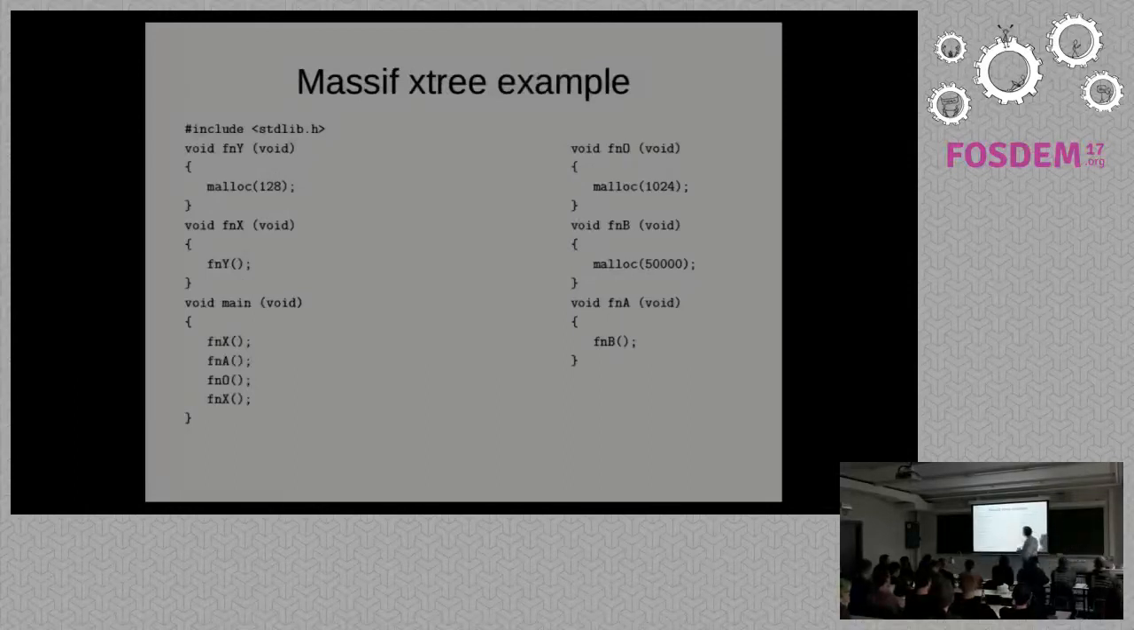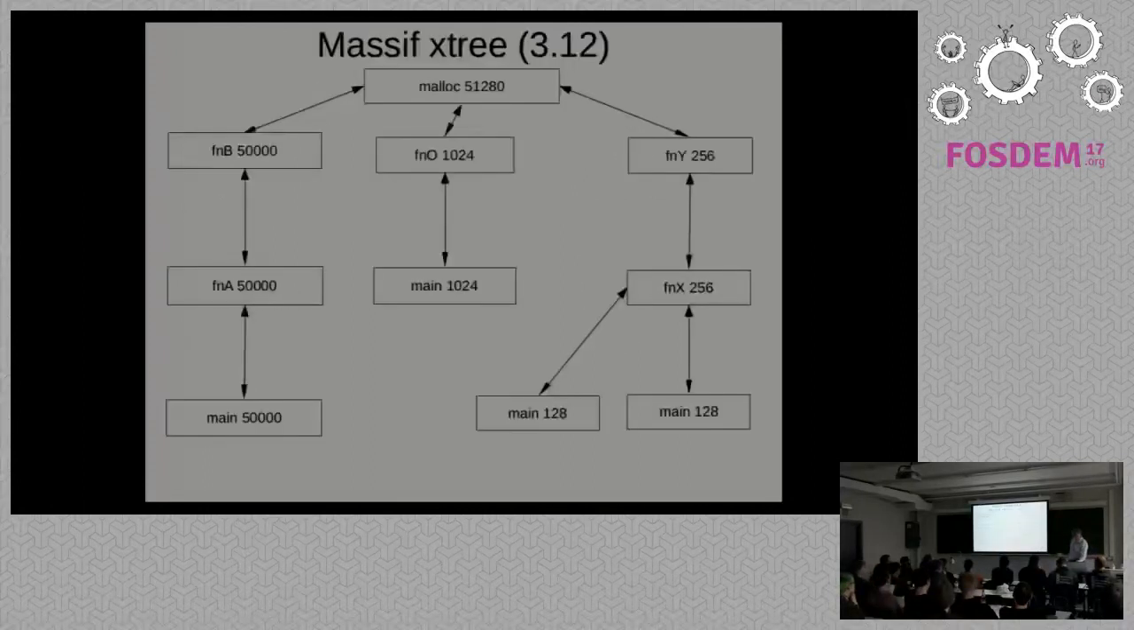Here I will explain in more detail how it works on this example, where we have function main, which is calling x, a, o, and then x again, and you see x is calling y, which is calling a malloc. By the way, you see it will be leaked, but that's not the point. And a similar call from a calling b calling malloc, and then function o directly calling malloc. With such calls, we will end up with such an XTree in Valgrind 3.12.